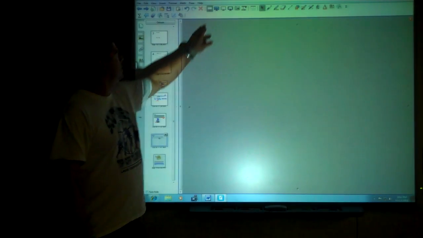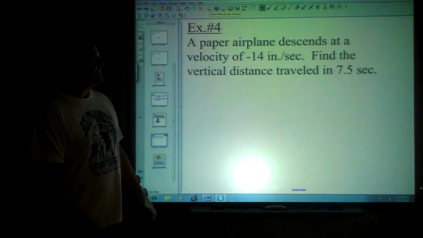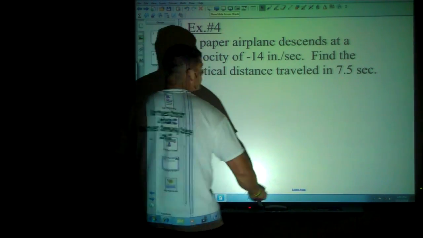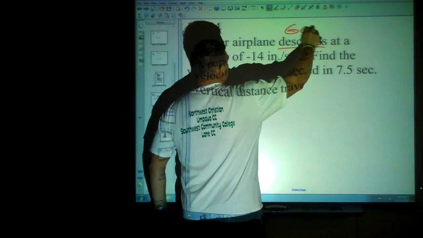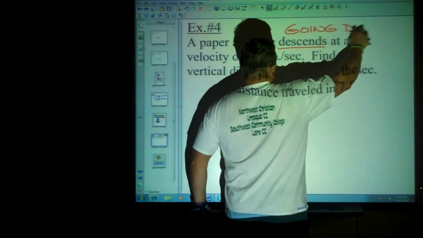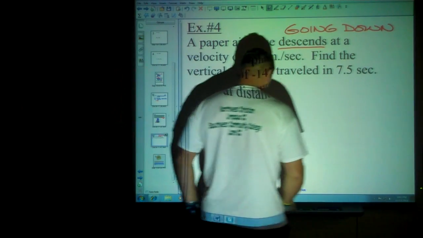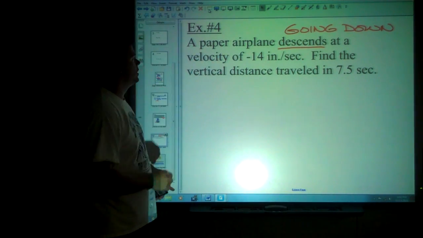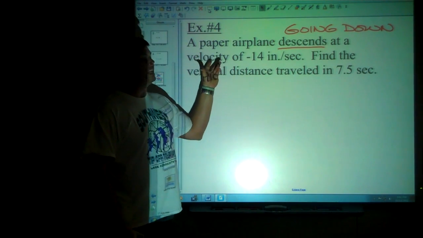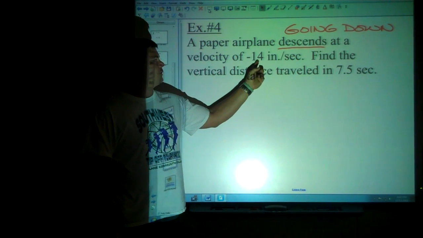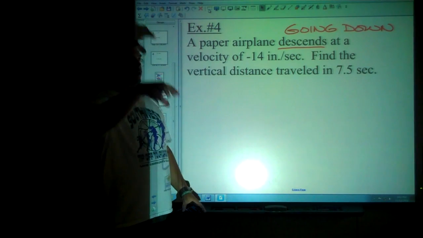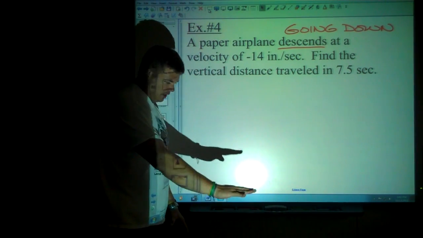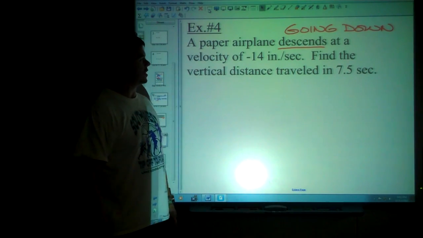And our last example, a paper airplane descends. When something descends, it's going to go down. So descends means going down. If we're going up, that would be ascend. It ascends. Velocity, if you recall, is speed and direction. So we're going down 14 inches every second. So you throw the paper airplane, and as it's flying, it drops 14 inches every single second.